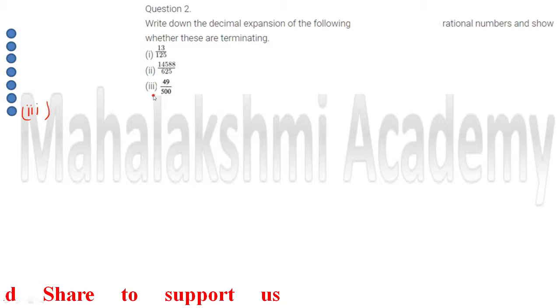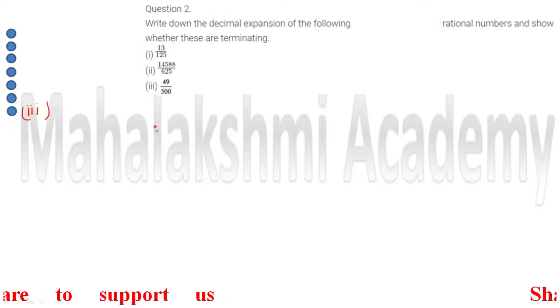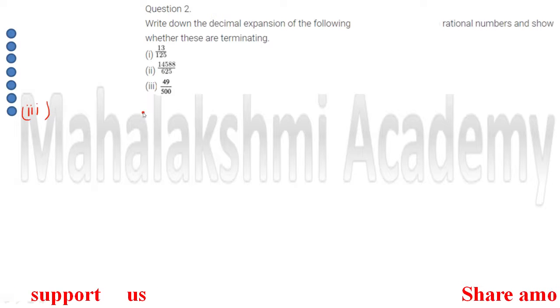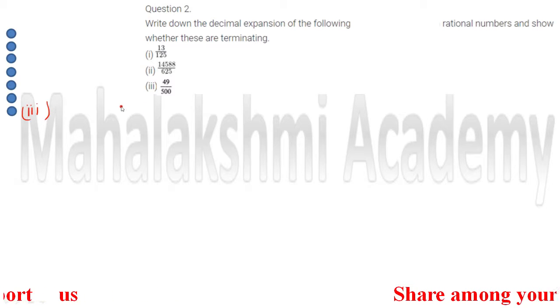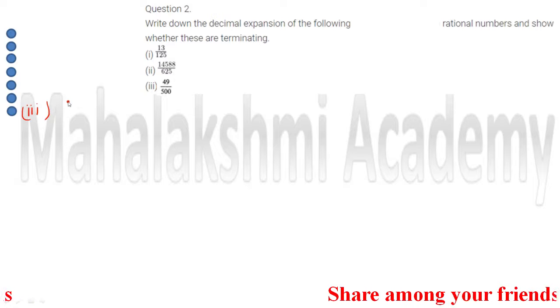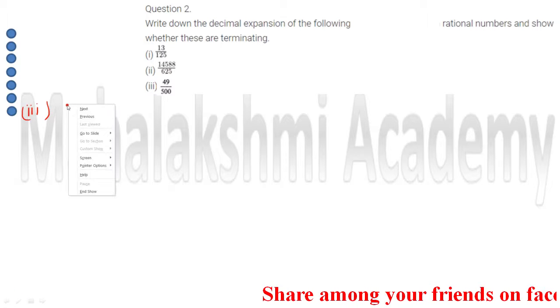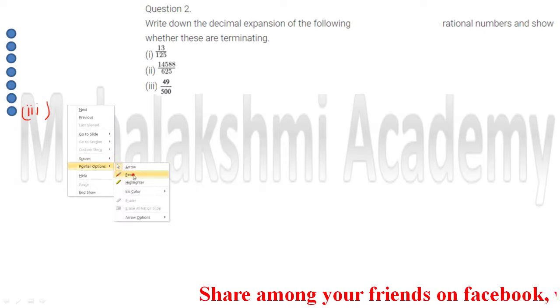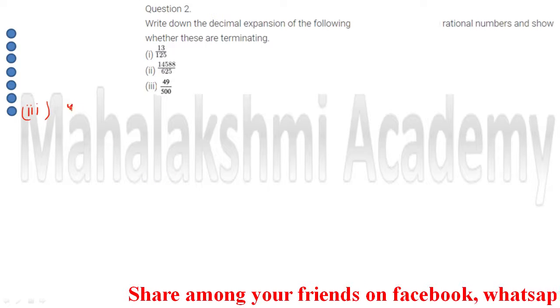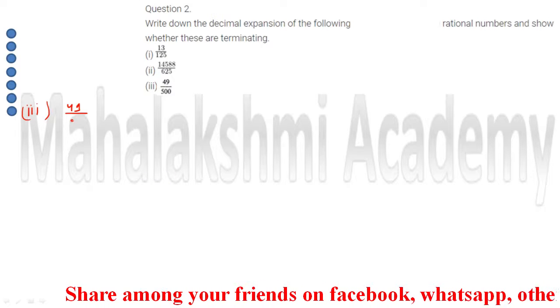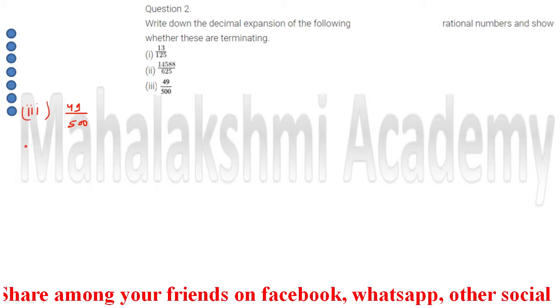So we are going to start the third part. In third part, the given fraction is 49 upon 500.